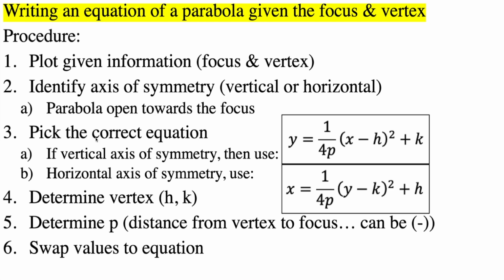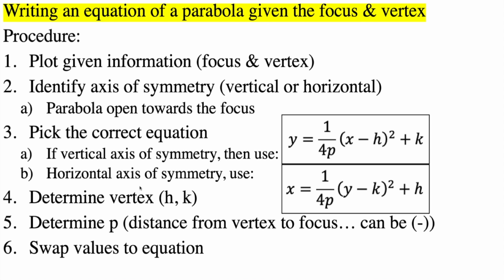Step 3 says pick the correct equation. Once we have your sketch, you should be able to pick the correct equation. If you have a vertical axis of symmetry, this is the equation that we're going to use. If you have a horizontal axis of symmetry, this is the equation we use. And you notice that the h and k values are swapped.